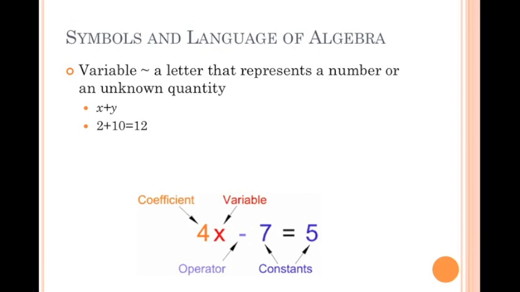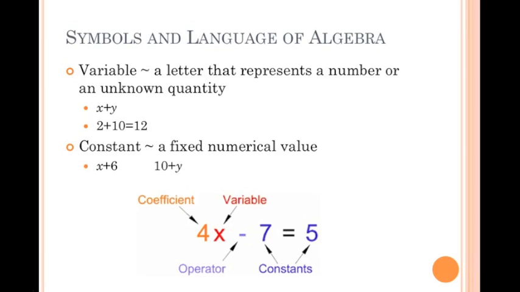Algebraic expressions may contain constants, as well as variables. A constant is a fixed numerical value that will always remain the same. Consider the expression x plus 6. The variable is x and 6 is the constant. No matter what numerical value we use for x, we will always be adding 6. In the expression 10 plus y, the number 10 is the constant and y is the variable. We can replace y with any number and still be adding it to 10.